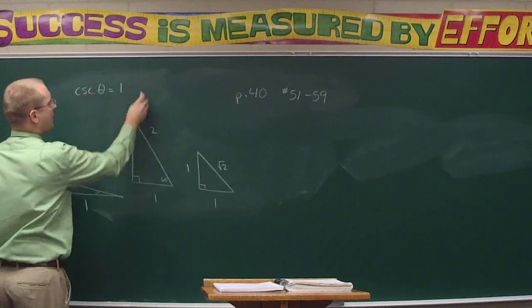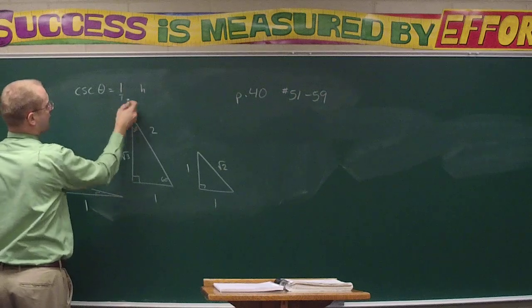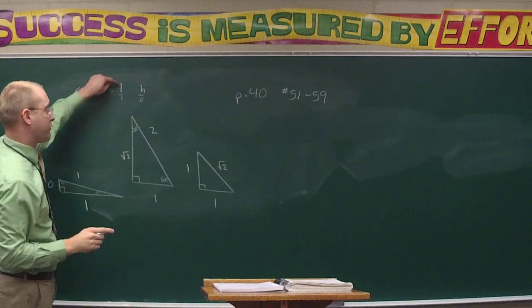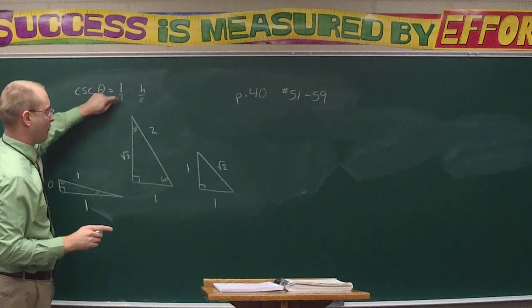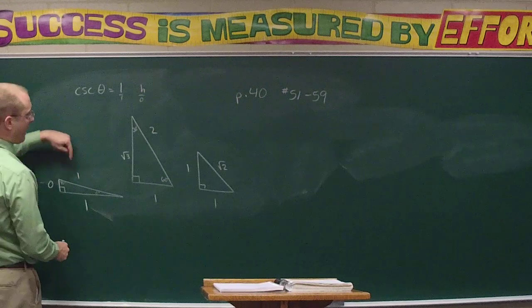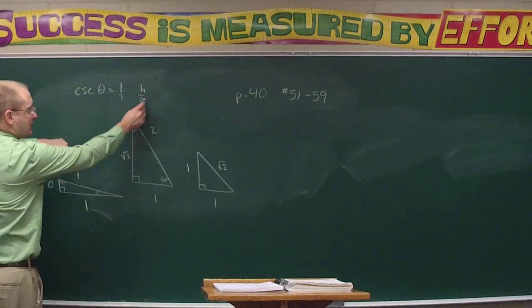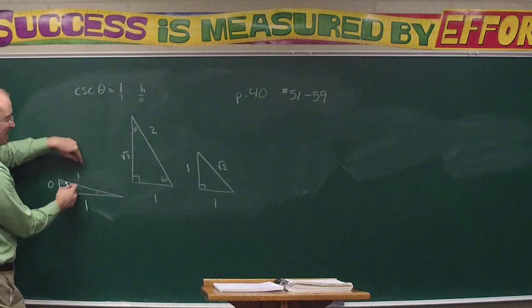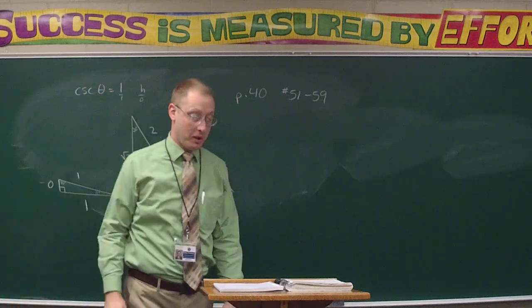Hypotenuse over opposite. There isn't an opposite, but if we make it another 1, we want an angle that has a hypotenuse of 1 and an opposite leg of 1. Well, leg and hypotenuse can't be equal except in this triangle. We want the hypotenuse to be 1 and the opposite leg to be 1. What's opposite the 1? 90 degrees. So we'll change that to pi over 2.